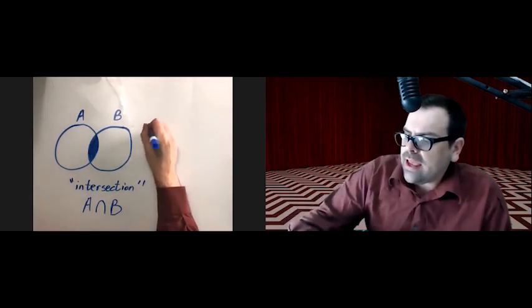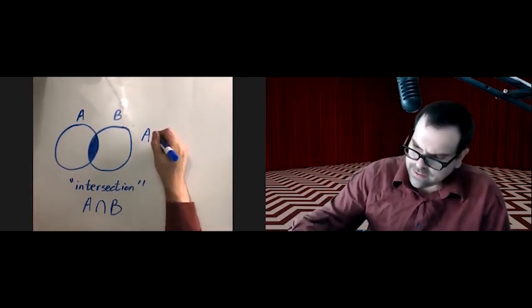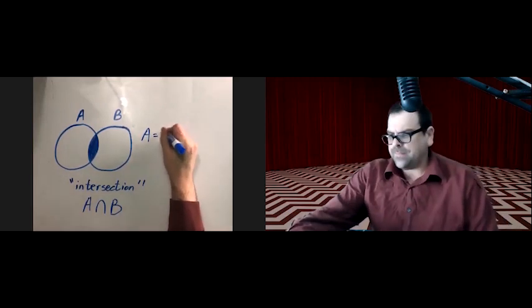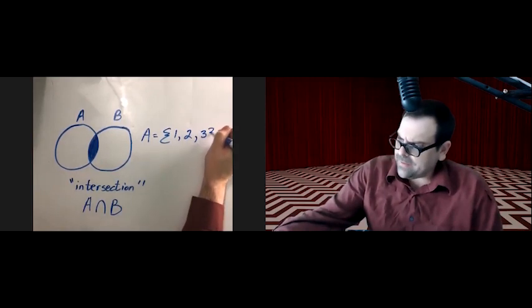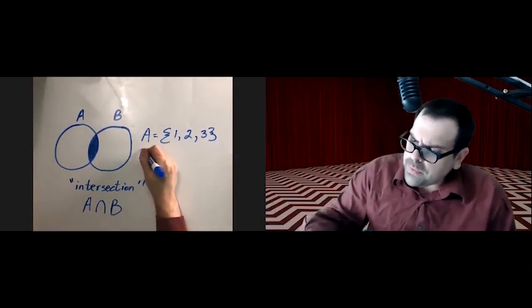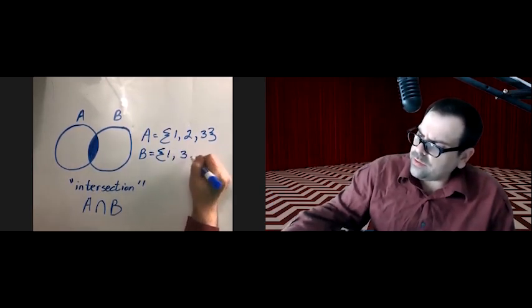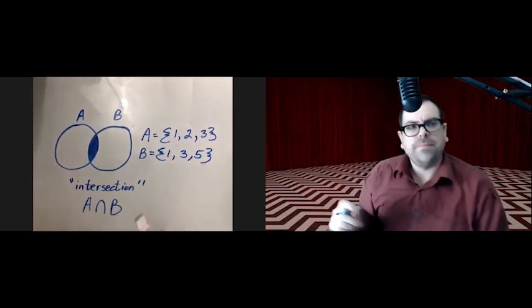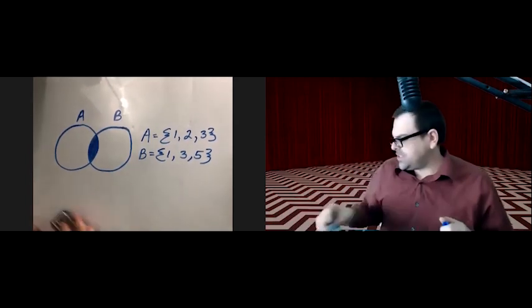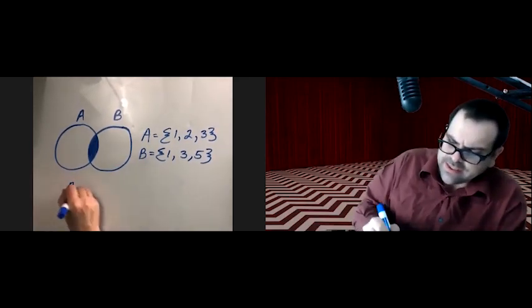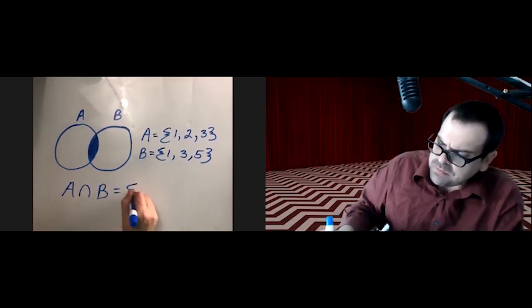So let's say A is the set 1, 2, 3. B is the set 1, 3, 5. What is the intersection of these two sets? In other words, what is the set A intersection B?